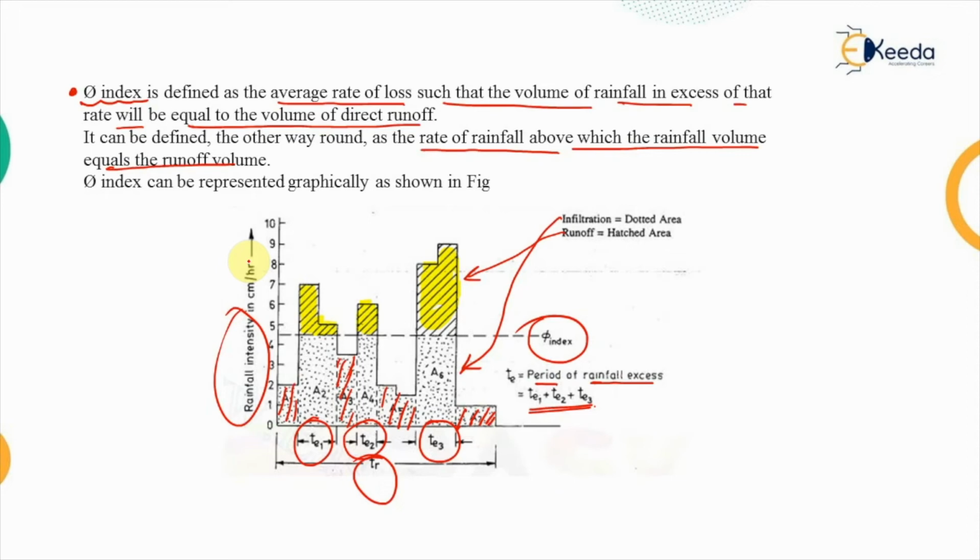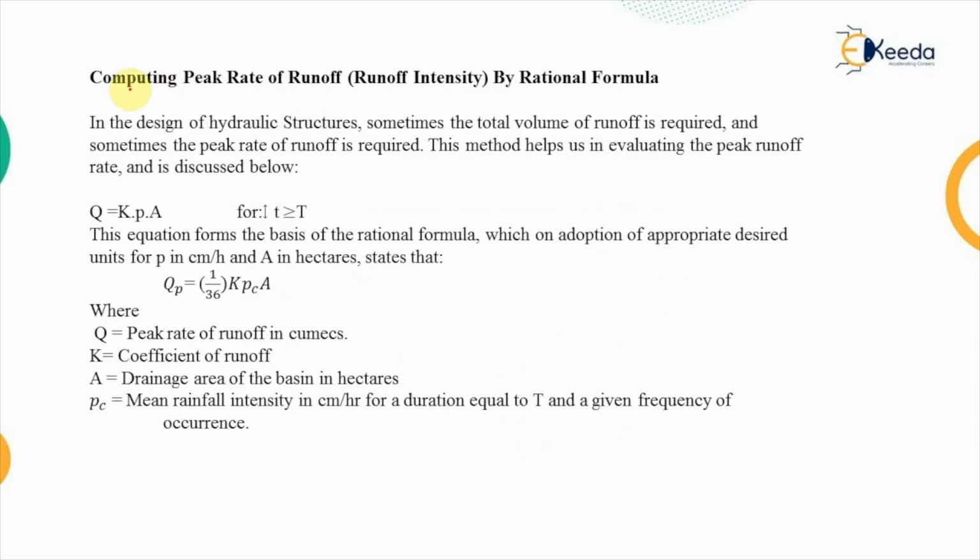So in both the indices methods, first of all we calculate the indices based upon the previous data, and then using those index values we calculate the runoff for the current storm. Then the next method is the computation of the peak rate of runoff by the rational formula. In the design of hydraulic structures, sometimes the total volume of the runoff is required, that is how much water is contributing towards the runoff in cubic meters, and sometimes the peak rate is required.